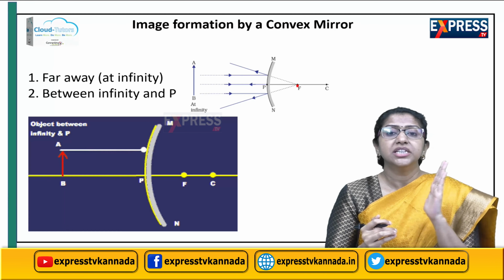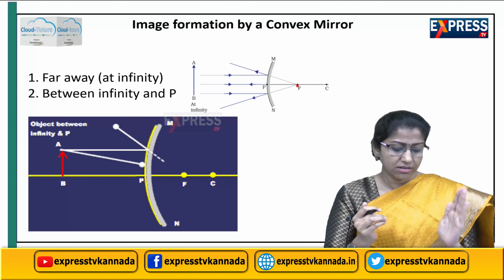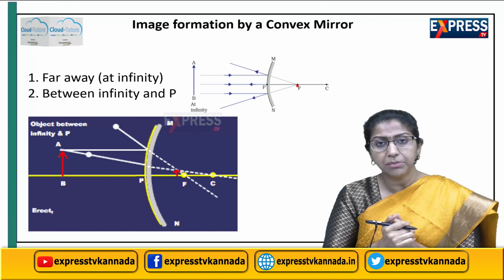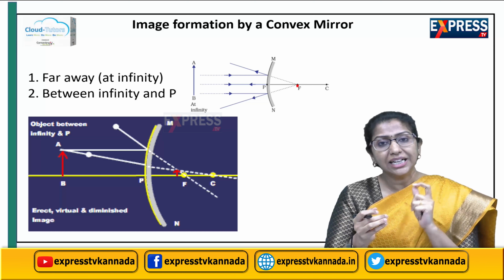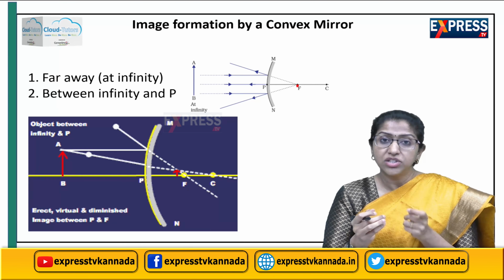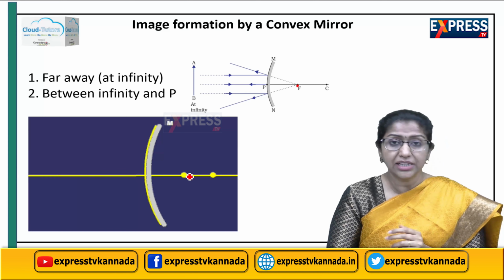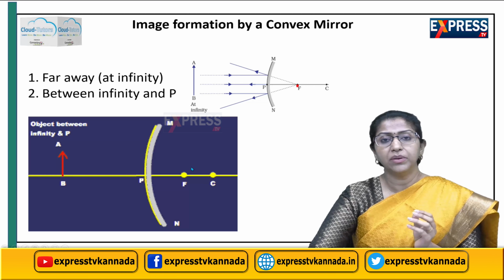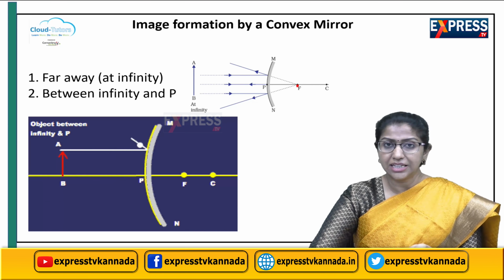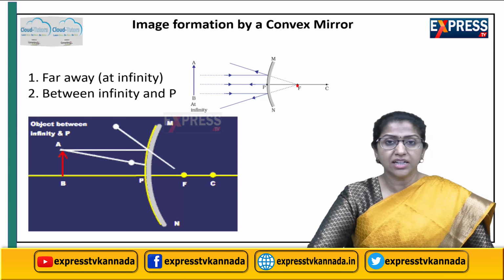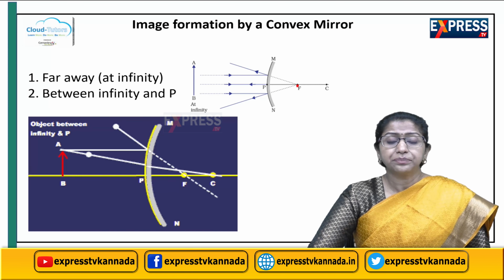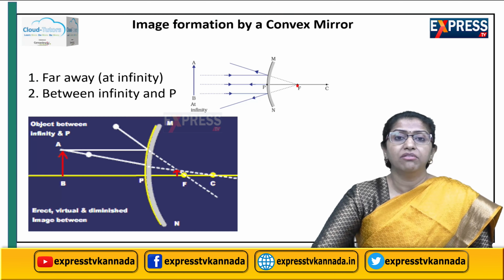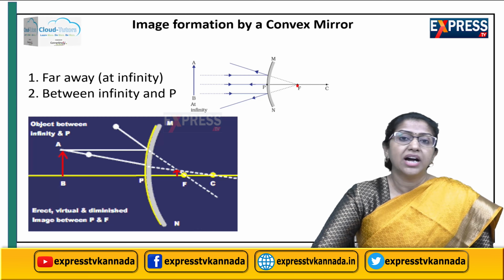When we bring the object a little closer to the mirror, that is, not infinitely far away or not very far away from the mirror, then it forms a highly diminished, erect and virtual image between F and P. These are the only two cases that you have to worry about when it comes to convex mirrors. Nothing else is possible here, unlike the different cases in concave mirrors. But the convex mirror has its own wide range of applications in our daily life.